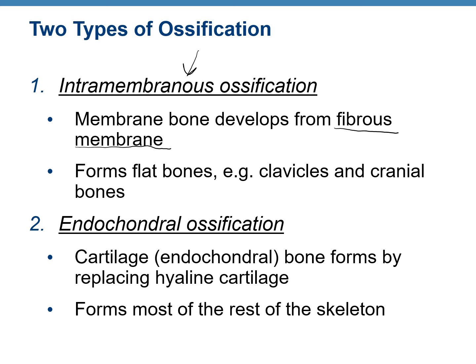What bones develop by intramembranous ossification? All bones of the cranium, so cranial bones, and clavicles. Clavicle is actually the only bone below your skull that develops by intramembranous ossification. The rest of the bones below the skull, right, develop by endochondral ossification. So endochondral ossification starts with the cartilage, with a hyaline cartilage model, and bone is formed by replacing hyaline cartilage and forms most of the rest of the skeleton.